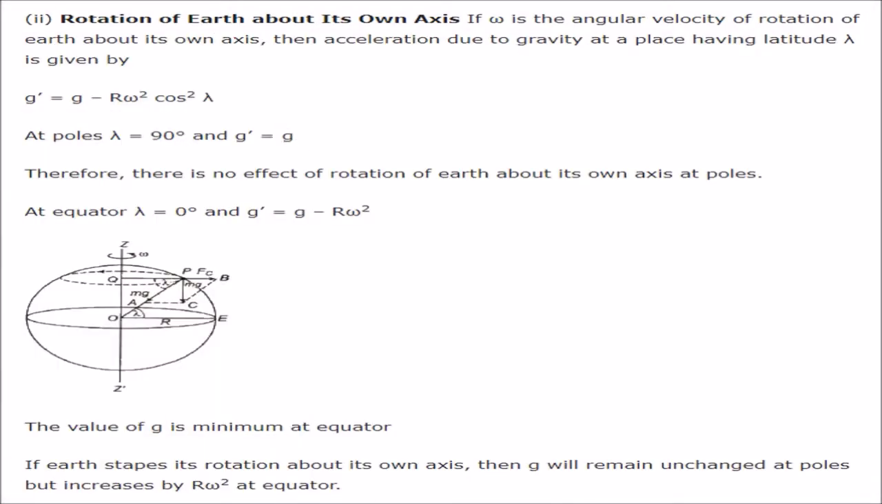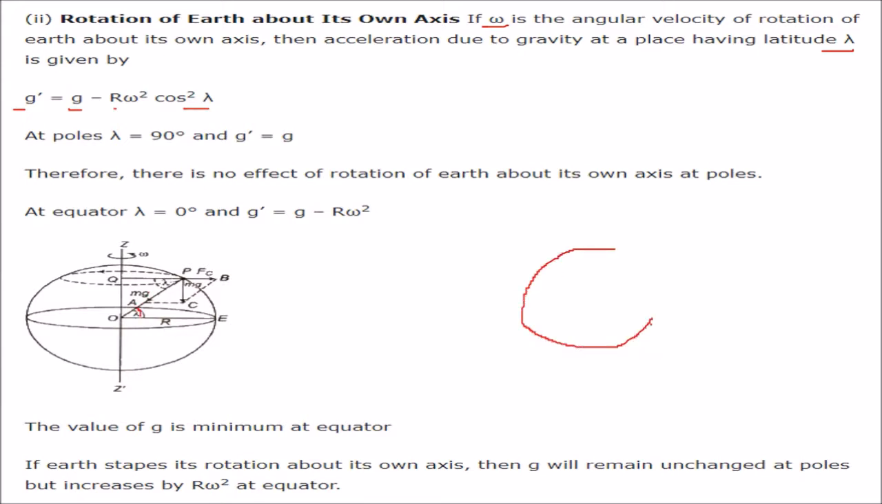Then rotation of earth about its own axis. If you take omega as the angular velocity of rotation of earth about its axis, we know that the earth rotates about its axis also. So the acceleration due to gravity at a place having a latitude, say lambda, is given by g dash is g minus R omega square cos square lambda. This is the angle lambda.